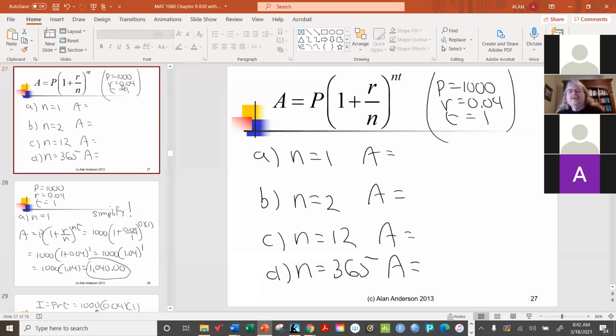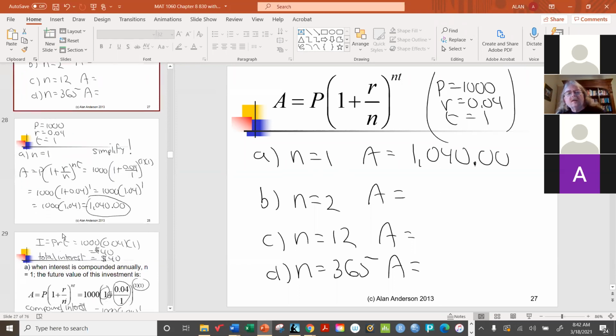Okay, now the one thing we do want to notice before we go any further is that as n keeps increasing, the compound interest, as we saw last time, goes up as well, which means that the future value has to be a little bit higher. So in other words, here we already noted that this is 1,040. So whatever number you get, it has to be somewhat higher than 1,040. It may not be a lot, but it will be more than 1,040.